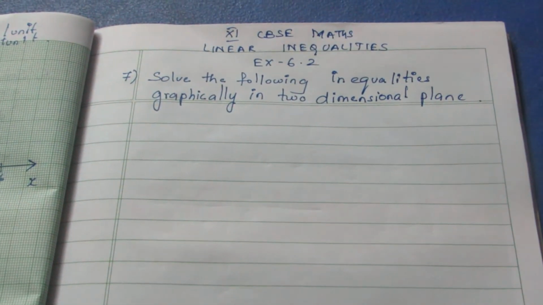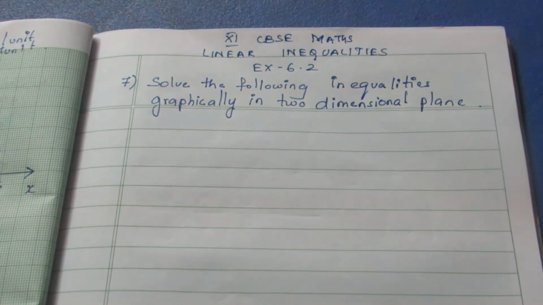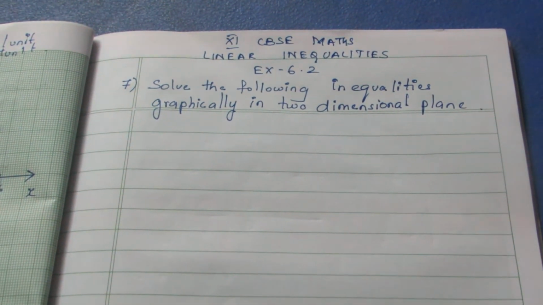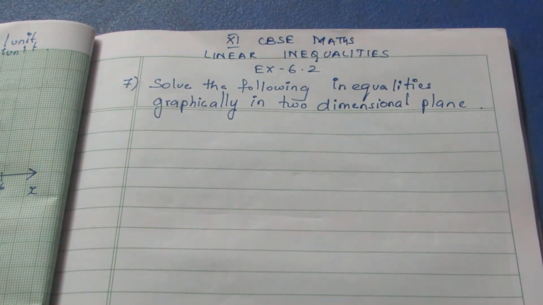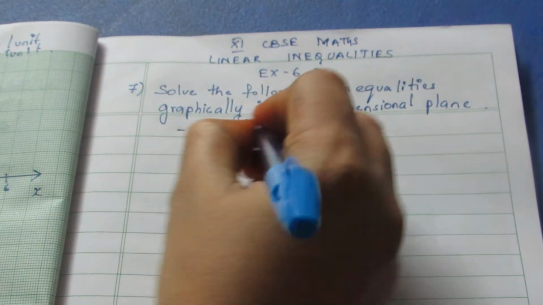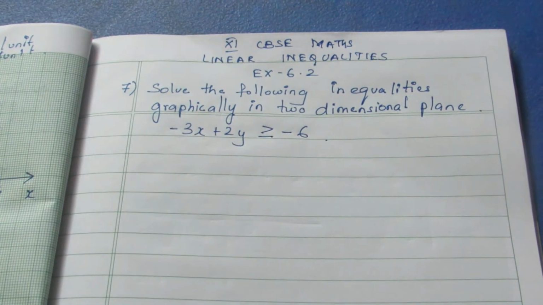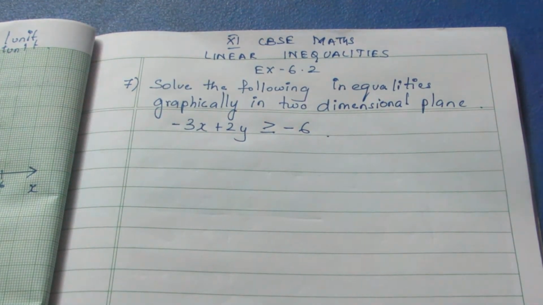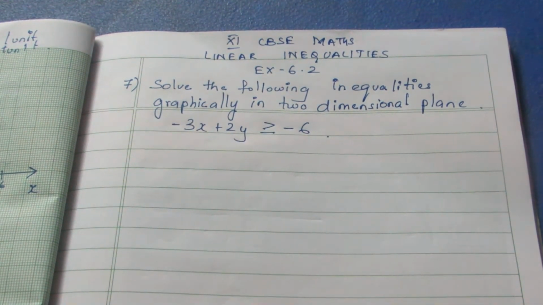Today we are going to see 11 CBSE Maths Linear Inequalities exercise 6.2 sum 7. Let's see the question. Solve the following inequalities graphically in two-dimensional plane, and the given question is minus 3x plus 2y is greater than or equal to minus 6. So this is the given question. We don't know how to solve it as an inequality, so we need to do it in a graph. But with inequalities we don't know how to solve, but we know how to do it with equal to.